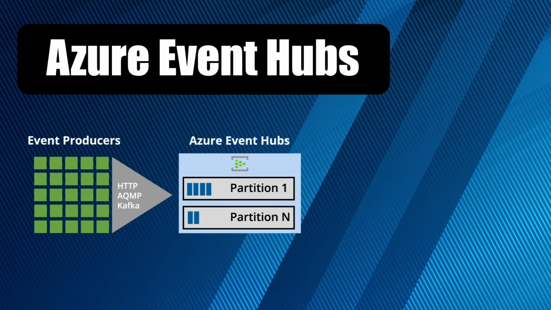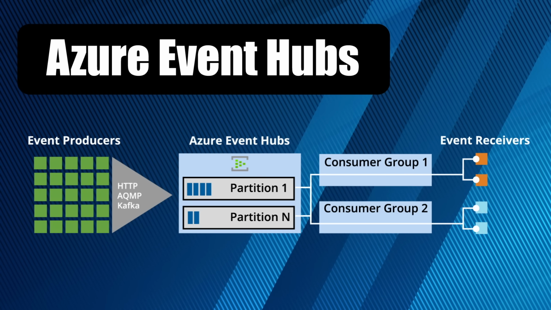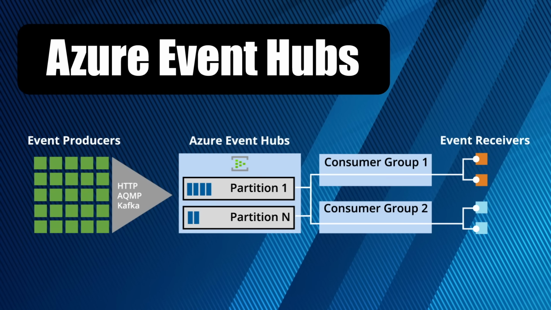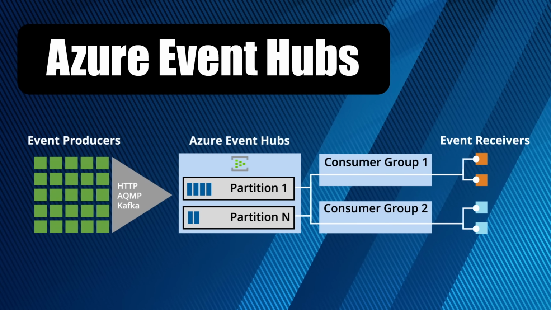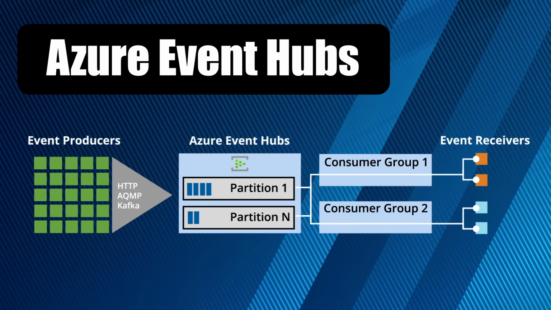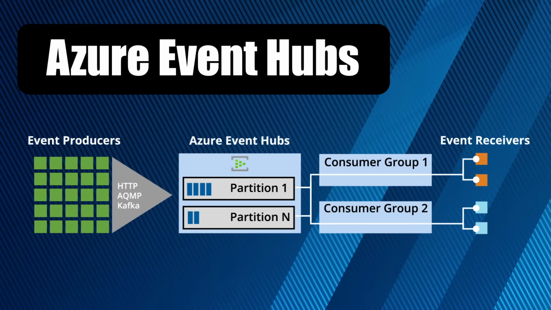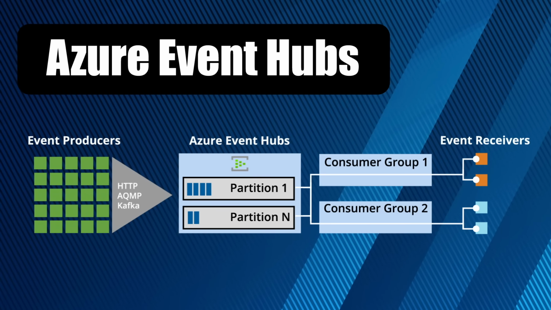And finally, we have consumer groups and receivers. They enable multiple consuming applications, each to have a separate view of that event stream, processing the stream independently. Okay, so that's enough theory. Let's jump into Azure Portal and create our Event Hub service.